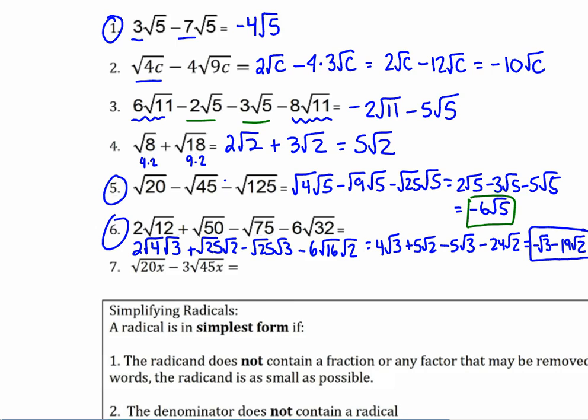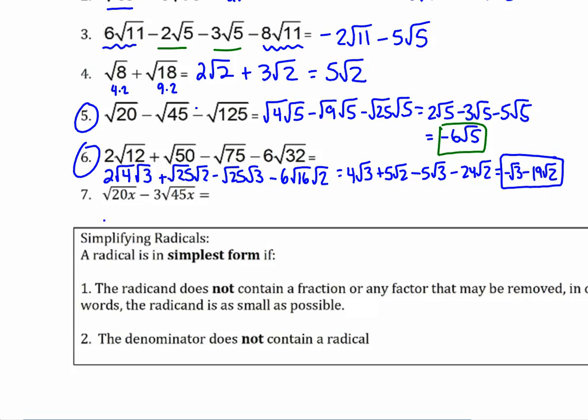And then the last one, okay, we can break that into 4 times 5x minus, and this could be 9 times 5x. So square root of 4 is 2 root 5x minus square root of 9 is 3. 3 times 3 is 9. So you should have had negative 7 root 5x. Good?